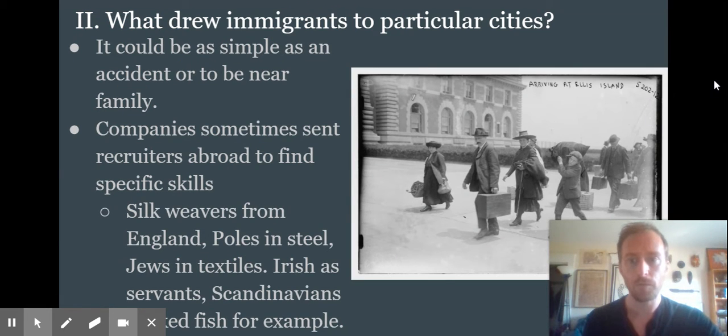These are some folks coming into Ellis Island. You can see up here, literally the only thing they're bringing with them as far as possessions is the clothes on their backs and these little trunks, and that's it. The reason immigrants went to particular cities, again, is really getting into some of the stuff in the last section.